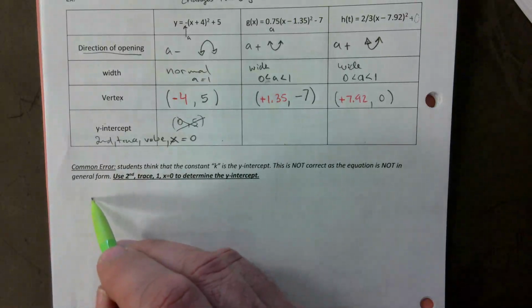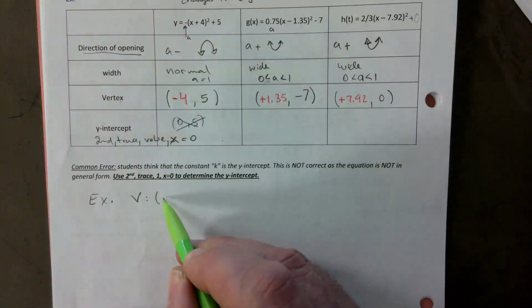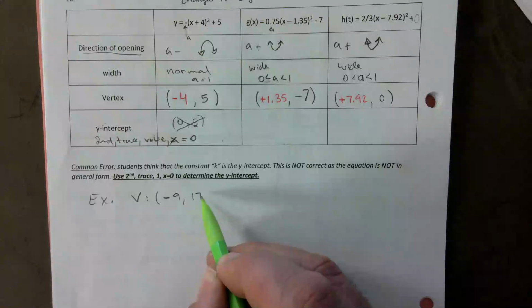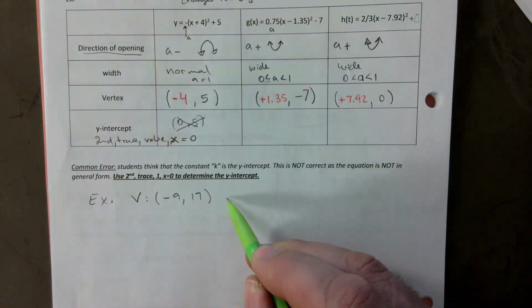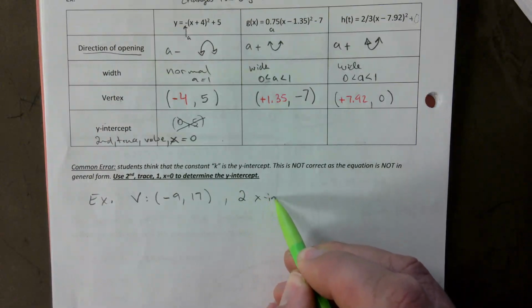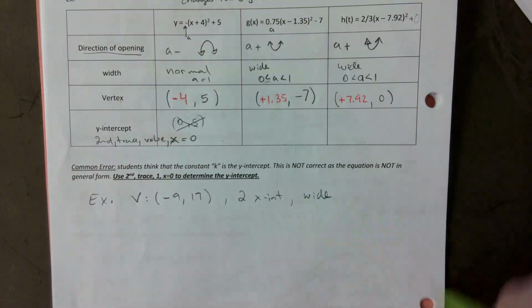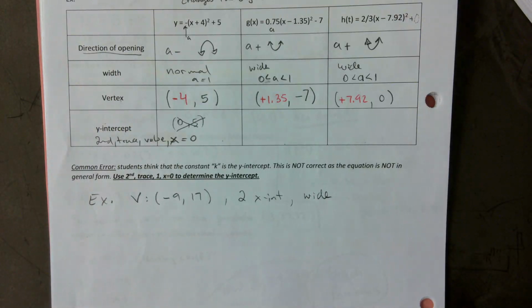There we go. Let's say, example, the vertex is negative 9, 17. You want 2 x-intercepts, and you want it to be wide. If I give you the vertex, I would hope that you immediately would say, I cannot use general form. I have to use the vertex form.